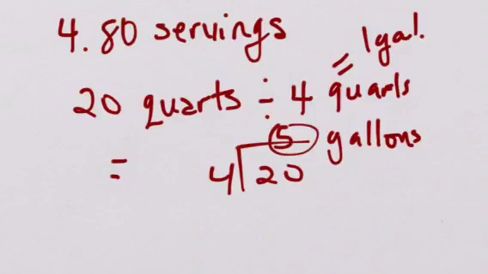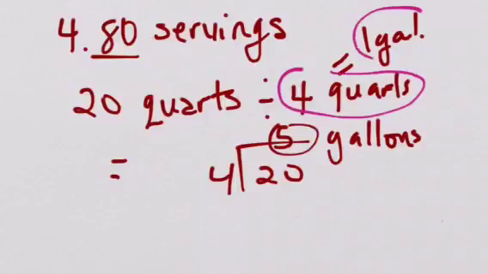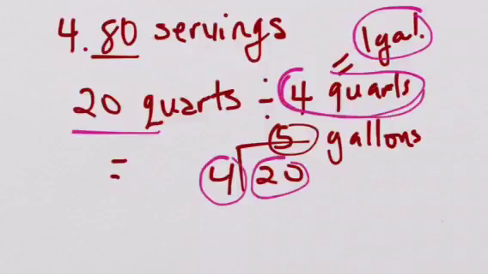Okay, for number 4, I'm using a different amount, but let's say, for example, 80 servings, and we know that 4 quarts equal 1 gallon, and we have 20 quarts, so we're going to divide 20 by 4, because 4 quarts equal a gallon, and the question is asking me about gallons, and in this case I would have 5 gallons.